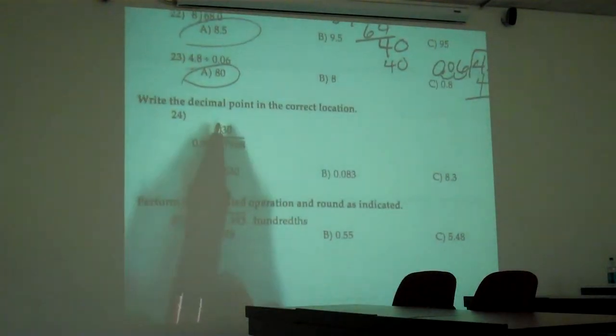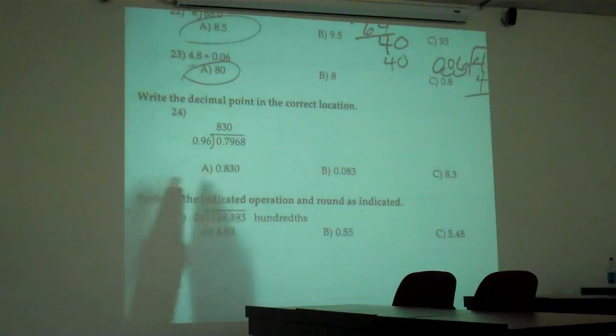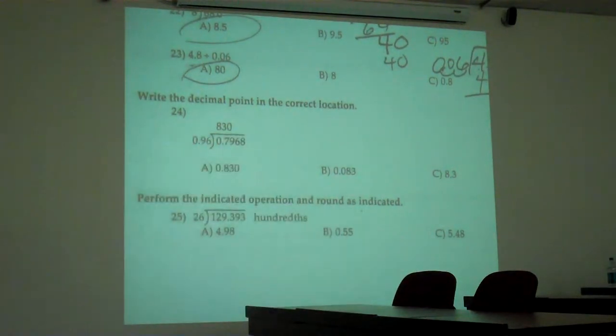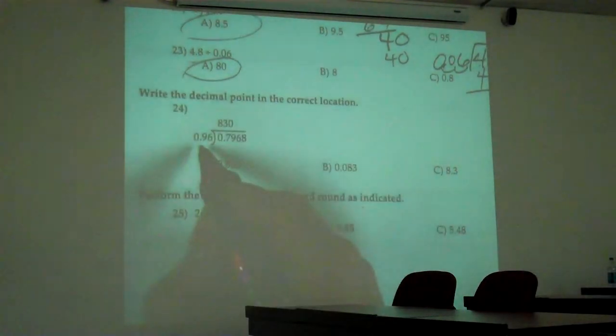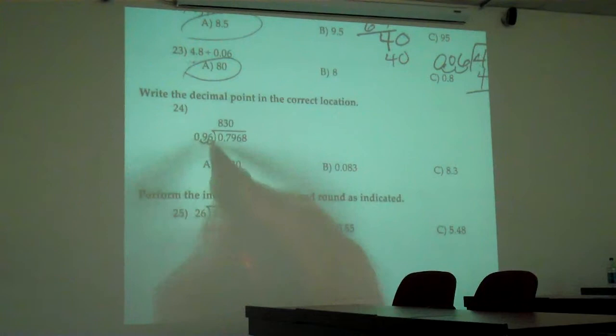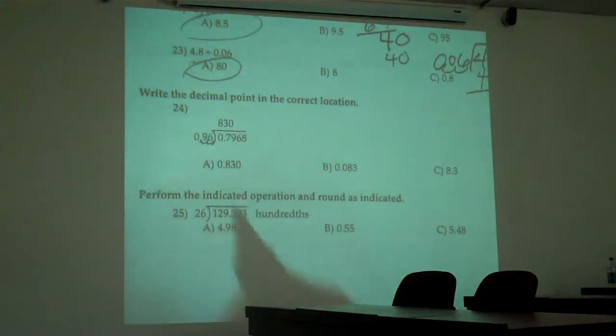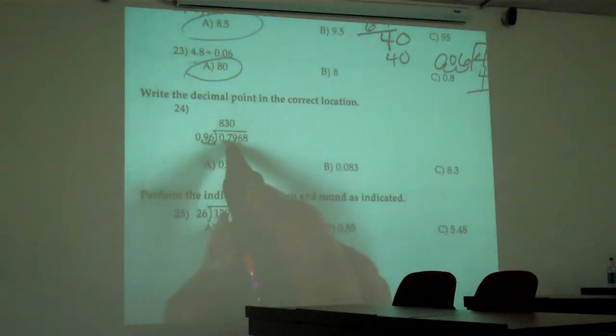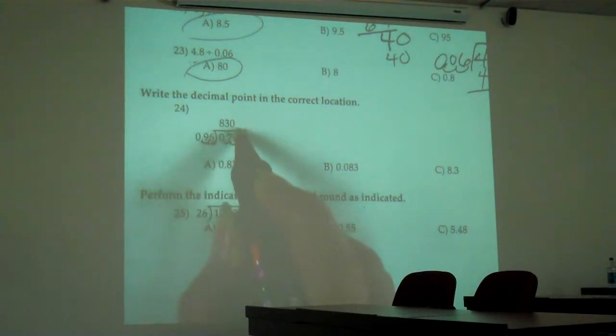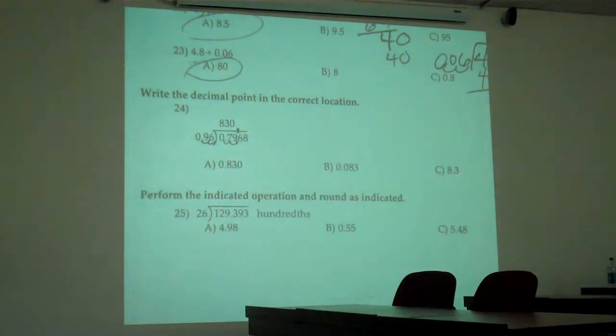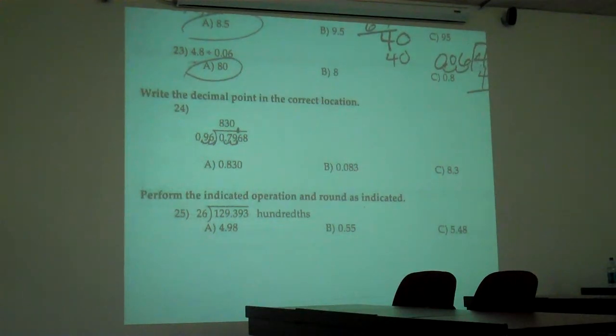Okay, you write the decimal point in the correct location. This 830 is not in the right place above there. You have to figure out where the 8 is going to go. First, you're going to move this decimal twice, to be at the end of the 96. This decimal twice. So the decimal is going to come up right there. But the 830 is not in the right place, so you don't say it's 830, okay? Where would you put an 8?